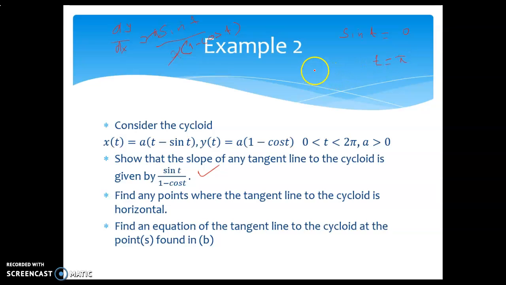So at this time x is equal to a pi, and y is equal to 2a at that point. So that is the point. The point where it is horizontal is this point. Find the equation of the tangent line to the cycloid when it's horizontal. When it's horizontal, we say y is equal to 2a.